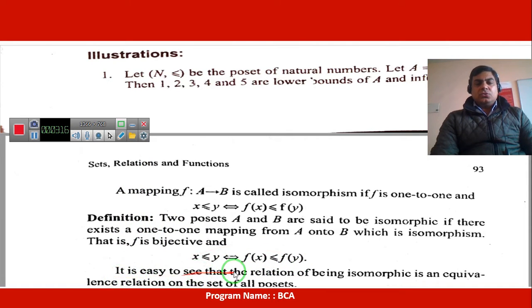It is easy to see that the relation of being isomorphic is an equivalence relation on the set of all partial order sets. If we prove it is an equivalence relation, then we can also find the isomorphic relation between the elements.